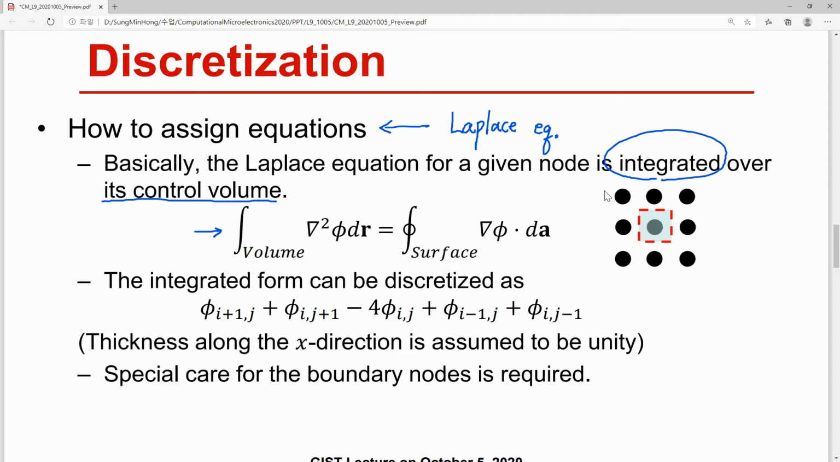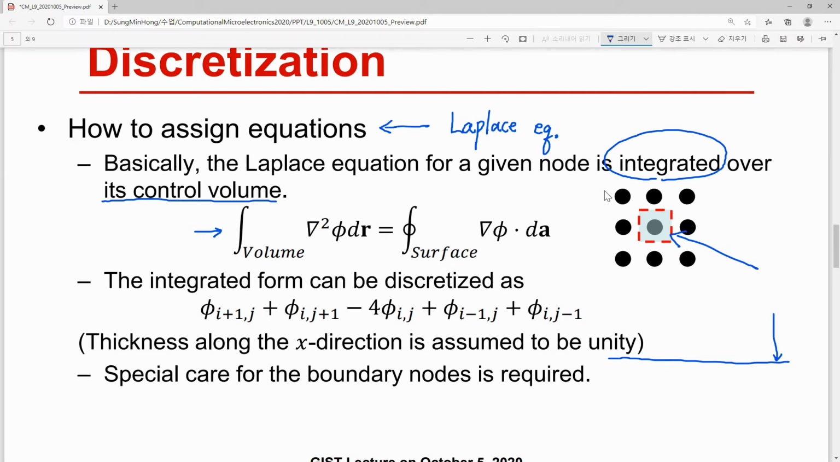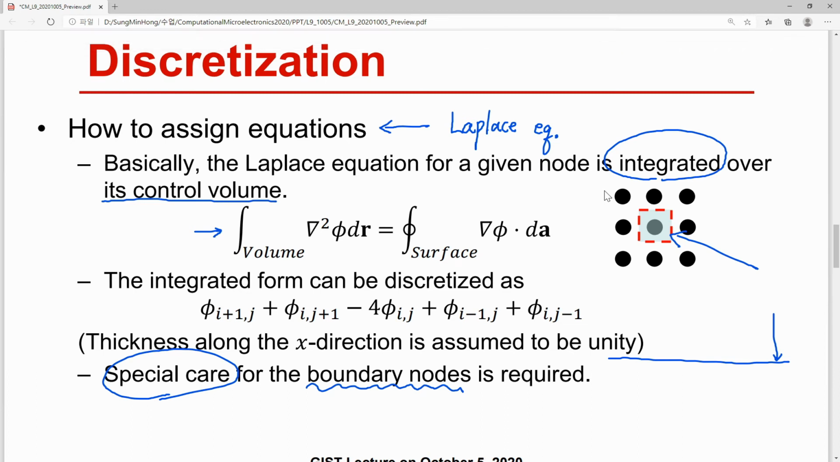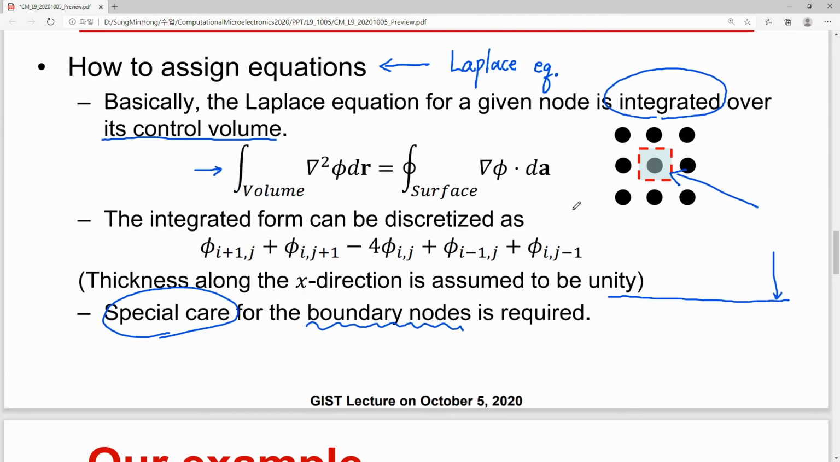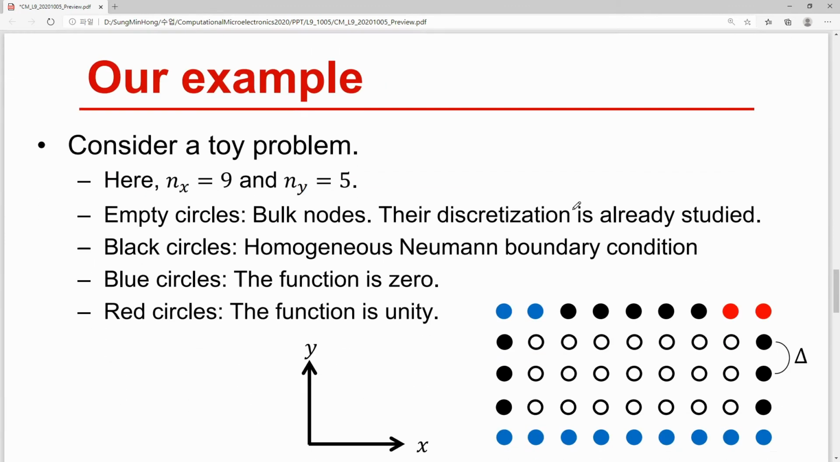However, up to now, everything is quite clear, but this is related to a node which does not correspond to a boundary. So if we have boundary nodes, then we need special care for them. So let's go to the boundary conditions.